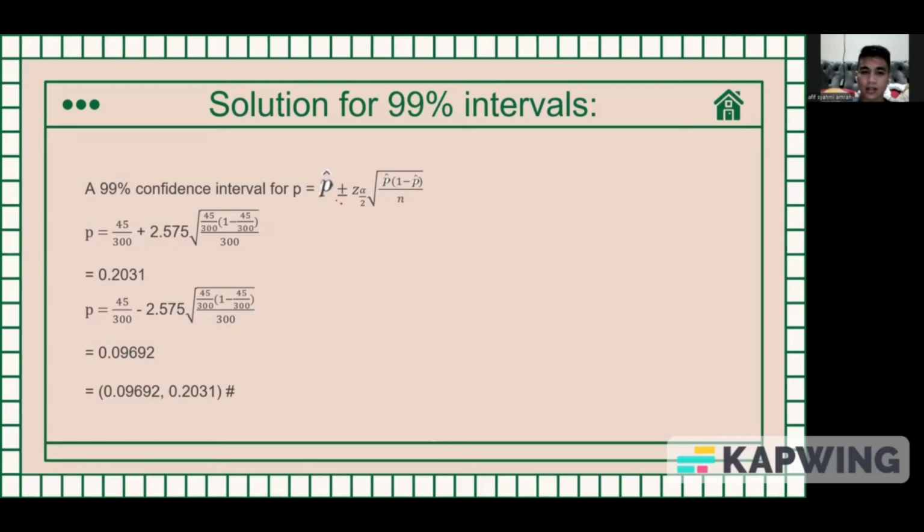You need to remember that we have the plus minus, which means we will have two values for this, and after simply calculating it in your calculator, you will get 0.09692 and 0.2031. And finally, the confidence interval for 99% is 0.09, which is around 10%, until 20%. I'm sorry for my bad handwriting because I'm using the computer.